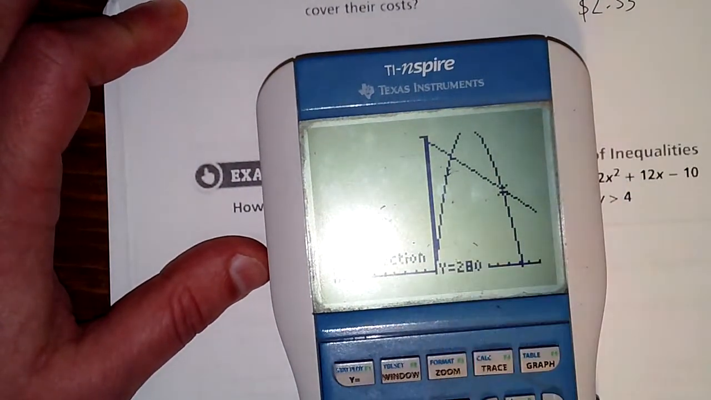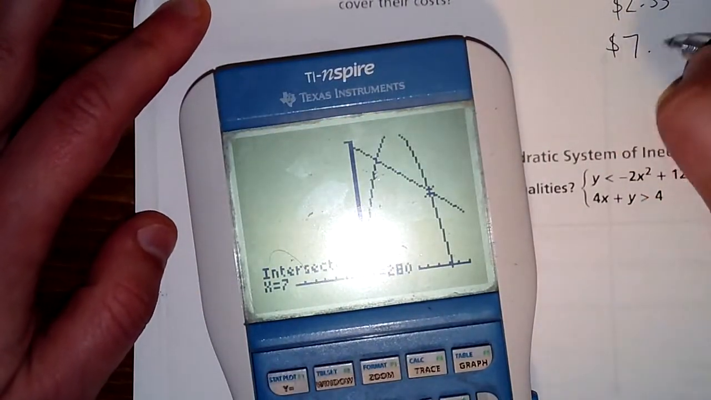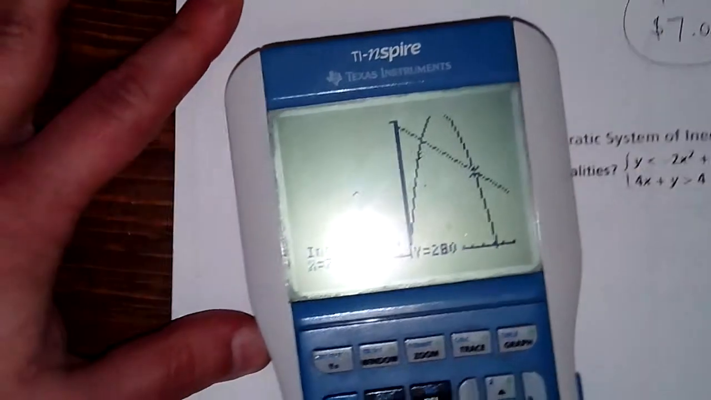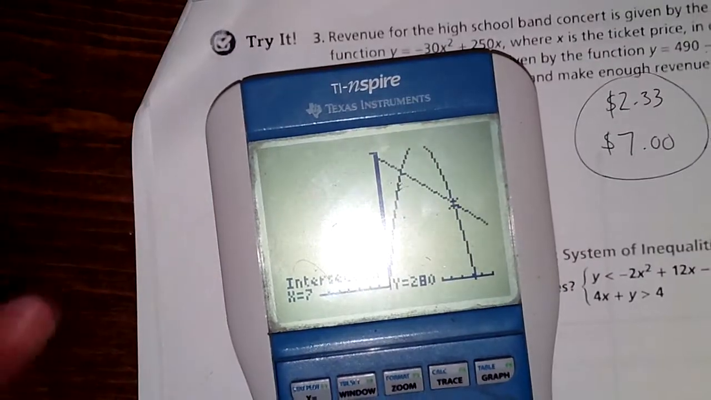And this one is 7. Sorry, you can't see that. That's out there, but there it is, 7. So there's actually two ticket prices that are going to give you equal cost and revenue. And that's the $2.33 and the $7.